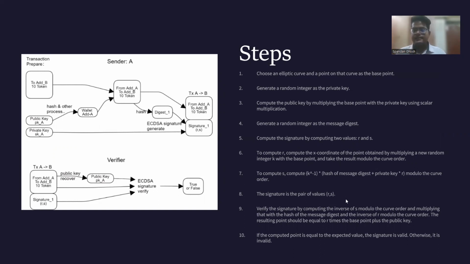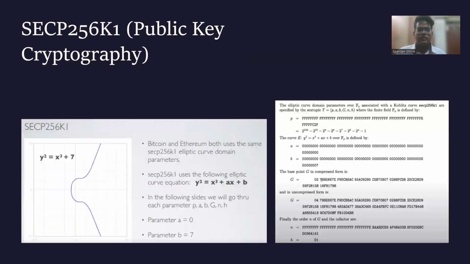To verify the signature, we compute the inverse of s modulo the curve order and multiply that with the hash of the message digest and the inverse of r modulo the curve order. If the computed point is equal to the expected value, then the signature is valid, otherwise it's invalid.